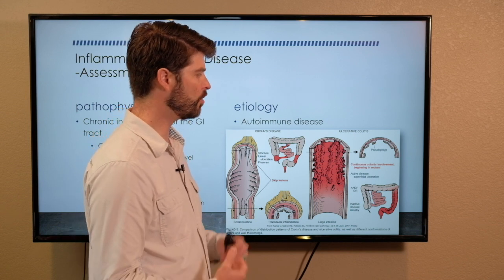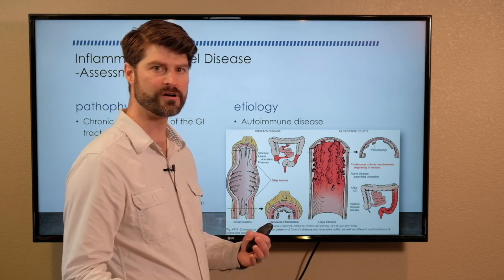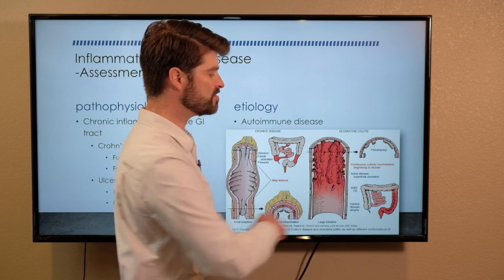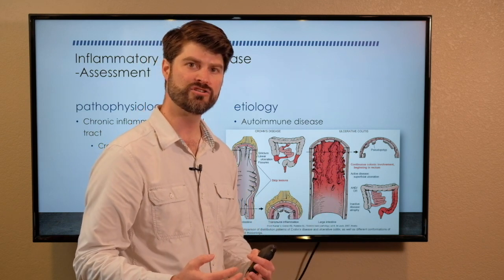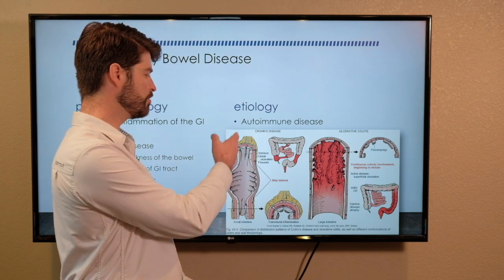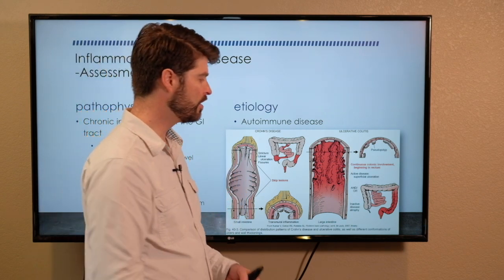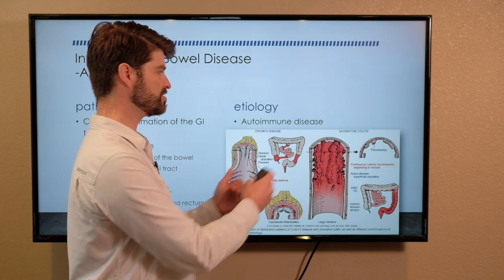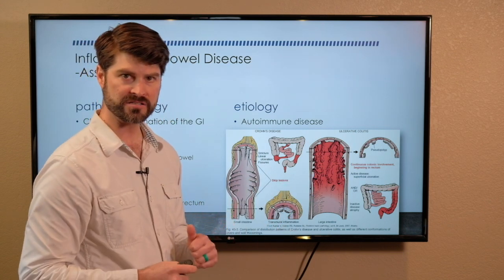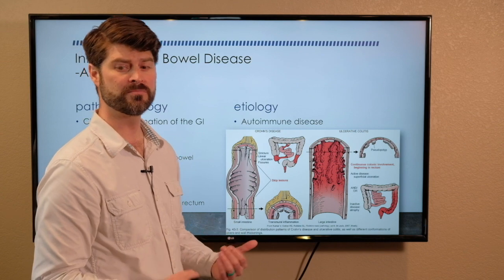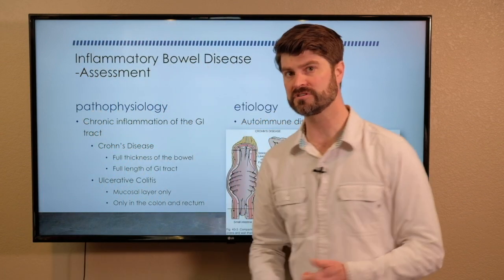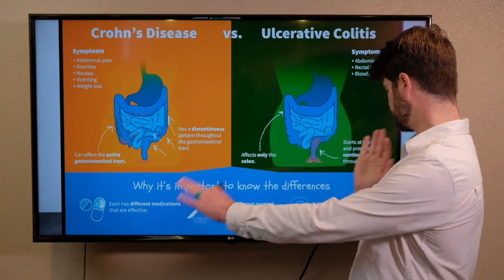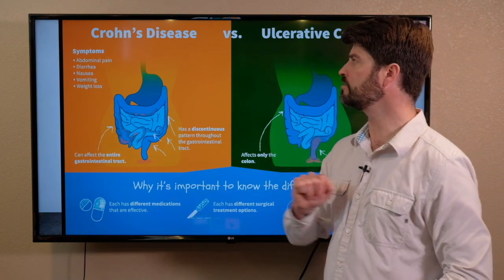Because this also only affects the mucosal layer, that inner layer, that's where we see the alterations in tissue presentation. We don't see it all the way through the full thickness of the bowel. So those are the big differences between Crohn's disease and ulcerative colitis. The presentation and the symptoms are also very different as well.